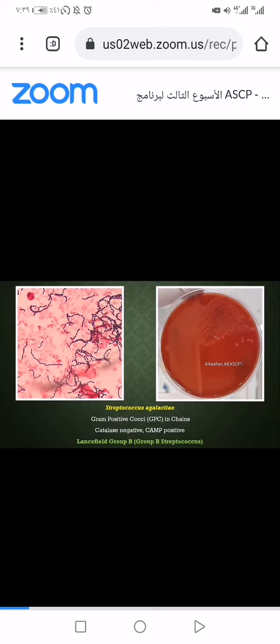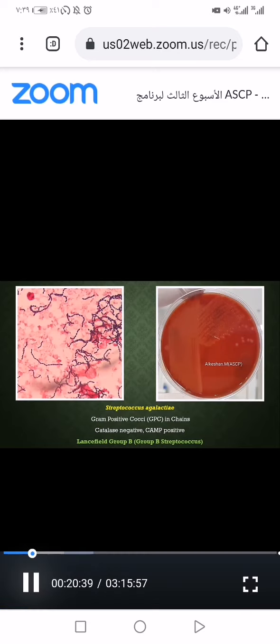Within a short time we can know whether it is group A, group B, or group C. We just put a drop of this antiserum and mix it with one colony, and whenever we get agglutination, this is the positive one, this is the right group. So in Lancefield, it's group B. That's why we call it GBS, group B streptococcus. Next slide.